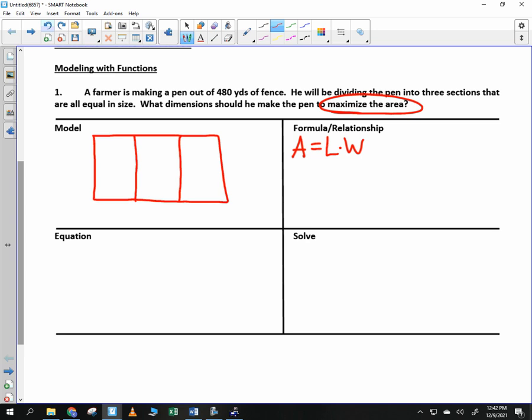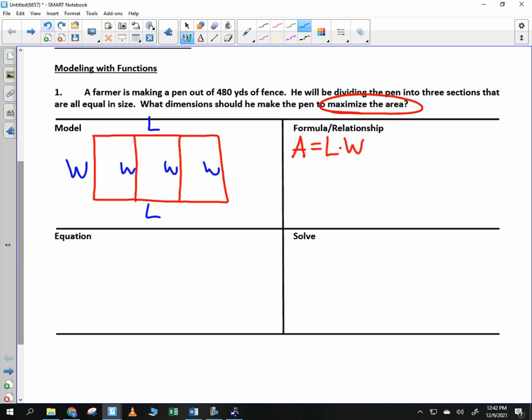I will label this one here, length, and I'll label this one up here, length. You all okay with that? So what are you going to label this? Which means this would be width as well, right? So my fencing is made up of 4 sections that are the width and 2 sections that are the length. I want to maximize this area.